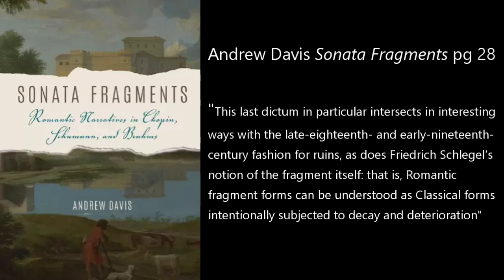Romantic composers may have viewed the sonata form as a kind of classical ruin, not unlike the modern-day ruins of the Colosseum or the Parthenon, rather than as a complete structure. We have only fragments, a small piece of what was once a huge structure.